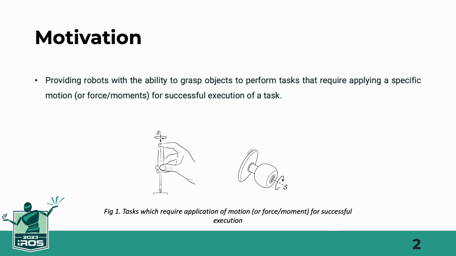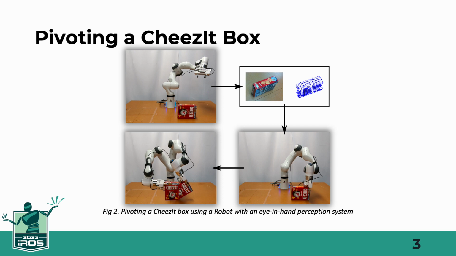In both cases, we grasp the object to give them motion or apply a force and/or a moment about an axis. Consider the task of pivoting a Cheez-It box using a robot and an eye-in-hand perception system. The region where the object should be grasped depends on the axis of pivot. Even if multiple candidate grasps are provided to the robot, the suitability of the grasp depends on the pivoting axis, and good grasps for one pivoting axis may be bad for another axis.